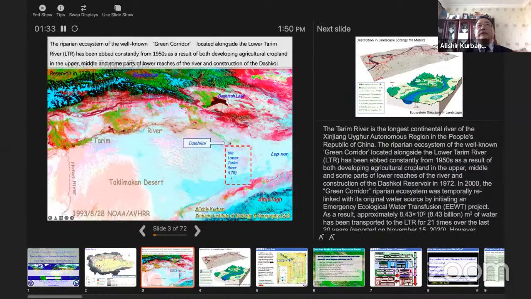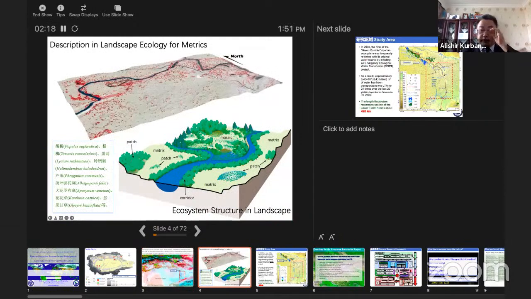In 1972, because of a lot of water demand for agricultural development in this region, in the middle reach and upper reach of the main Tarim River basin, they built several reservoirs. Especially in 1972, the Tashkol Reservoir was built in this region, and it completely blocked the water from transferring to the lower reach of this river. This is a green corridor, which connects the northern part of Taklamakan and the oasis in the northern Tarim Basin and also the southern Tarim Basin. That caused a lot of ecological problems and damage to the ecosystem, especially degradation of the vegetation.